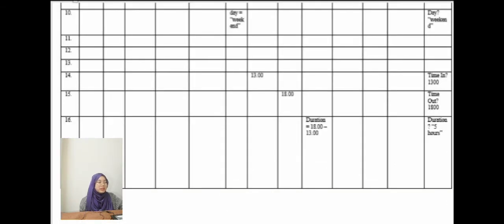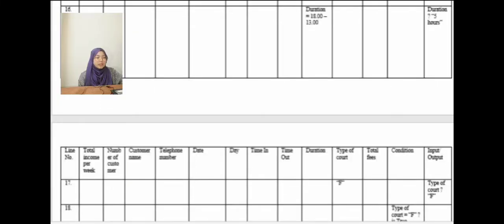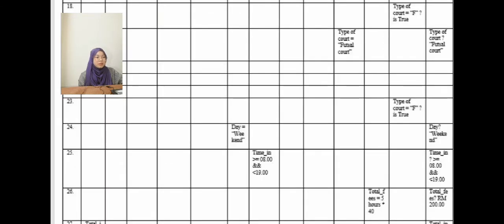Okay, and then we enter the time. We enter the time in, time out, and then we calculate the duration, which is time out minus time in. Okay, and then we enter type of code. And there will be a condition here. If type of code equal to F is true, okay, then type of code equal to futsal court.